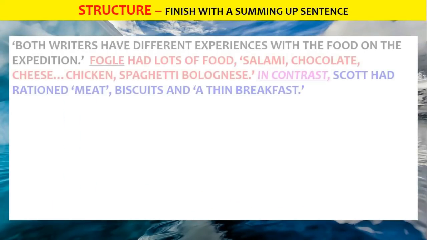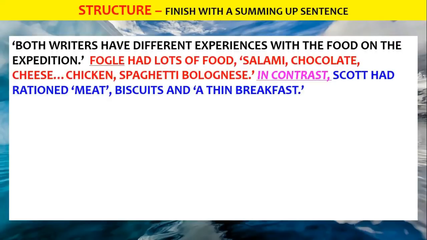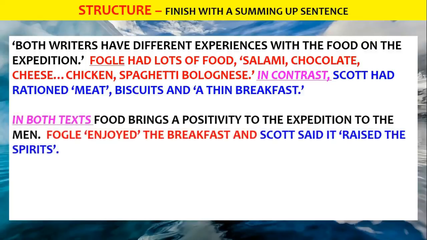Okay, so there we go. Here it all is together. Both writers had different experiences with the food on the expedition. Fogle had lots of food. In contrast, Scott had rationed meat, biscuits and a thin breakfast. In both texts, food brings a positivity to the expedition. Fogle enjoyed the breakfast. Scott said it raised the spirits.